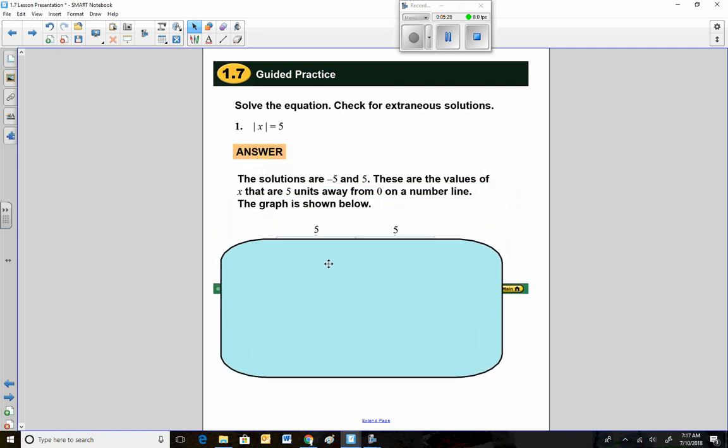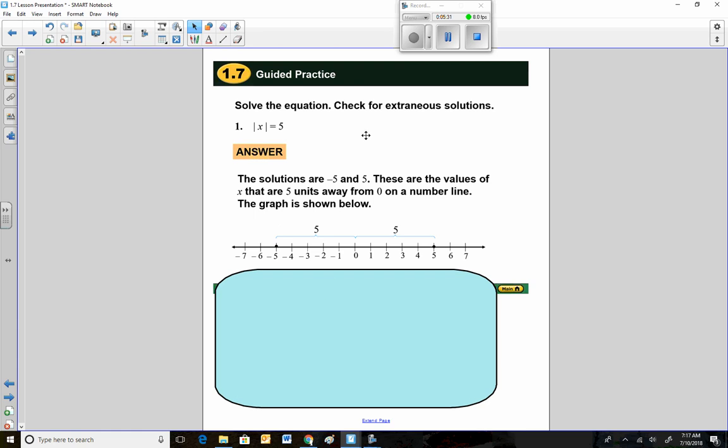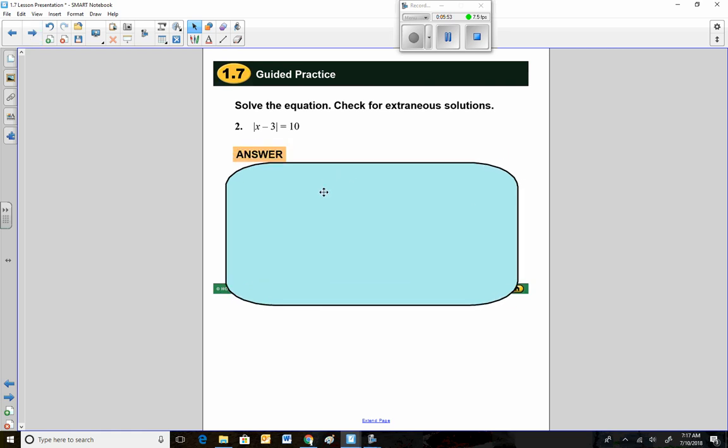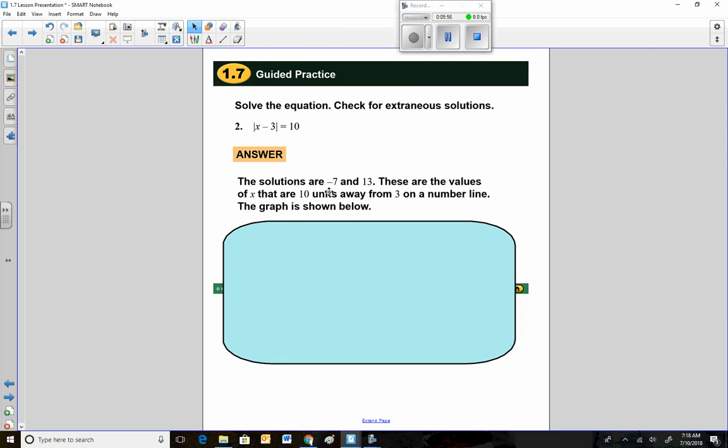You should have been able to solve for both sides, and we find that negative 5 and positive 5 are our solutions. All right. Pause your video and try this. Okay, welcome back. Let's see how you did. We do both questions and get solutions of negative 7 and 13. That means these values of x are 10 units away from 3.